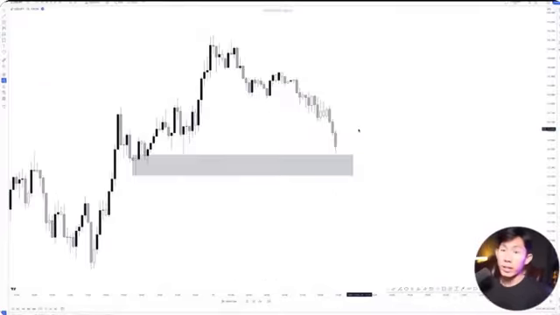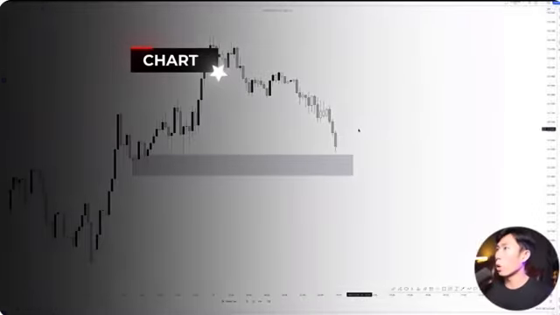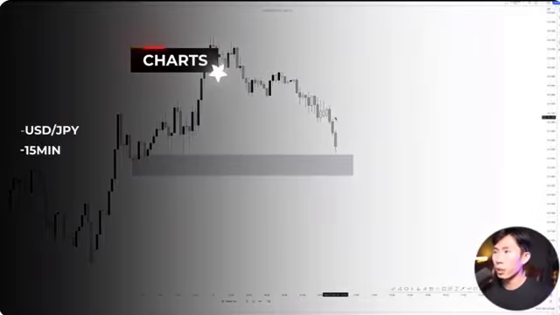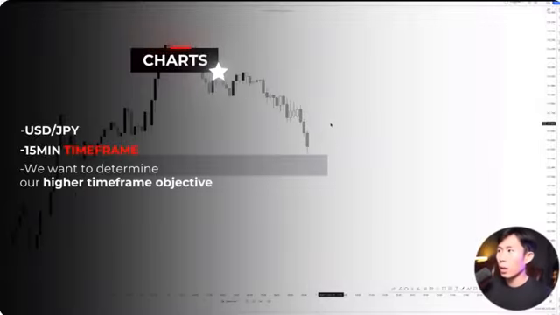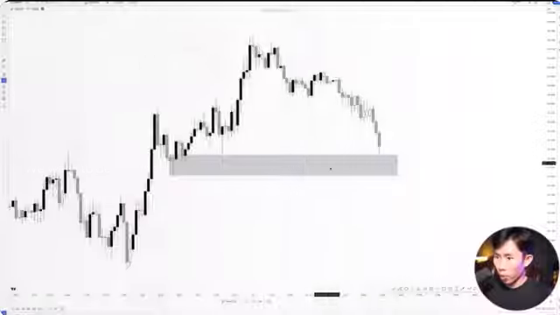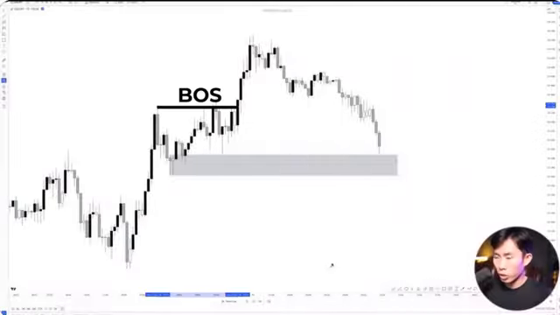Now let's go to the charts and apply this scalping strategy. First of all, we are on USD JPY, on a 15-minute time frame. This is where we want to determine our higher time frame objective. We know that price is pulling back right here after price has already given us a break of structure to the upside, just like this.